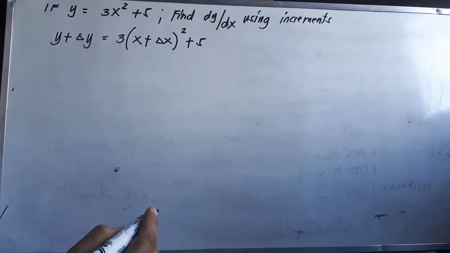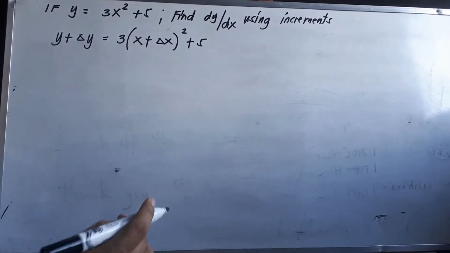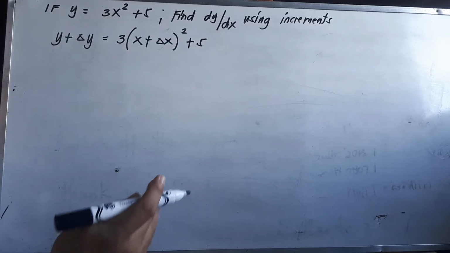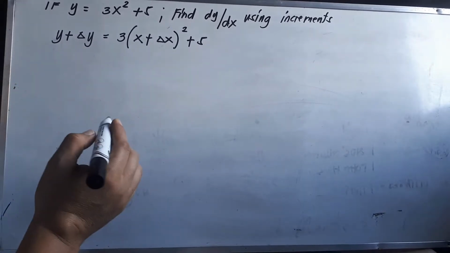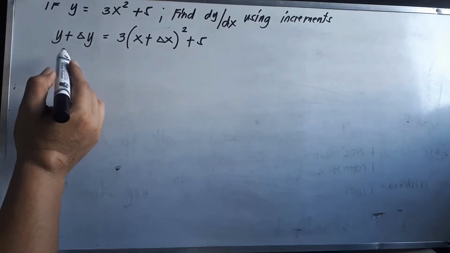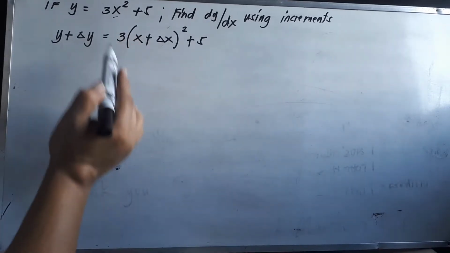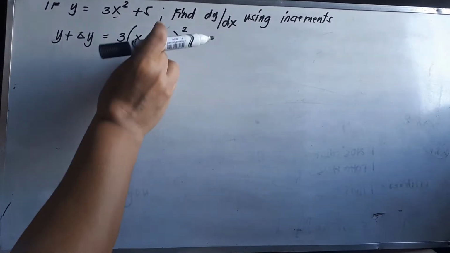Okay, so here is one sample problem that I can show you in finding the derivative of y with respect to x in terms of increments. The equation is y equal to 3x squared plus 5. The first thing to consider is changing your y into the form y plus change of y, and x into x plus change of x.